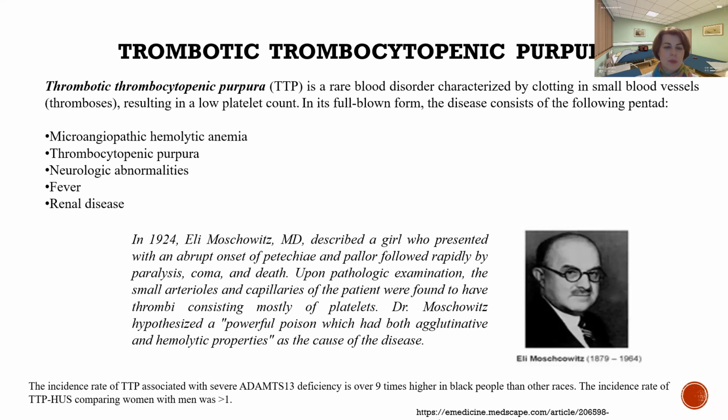The incidence of this type of purpura associated with severe ADAMTS13 deficiency is over 9 times higher in Black people than in other races. The incidence rate of the thrombocytopenic purpura syndrome comparing women and men was more than 1.